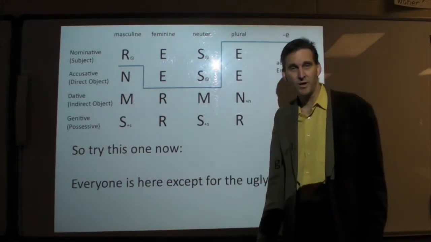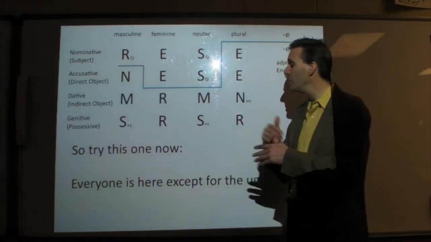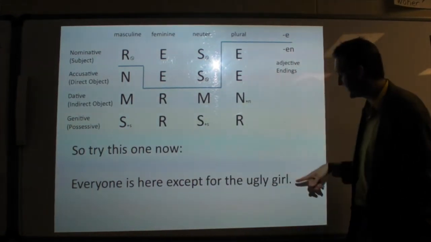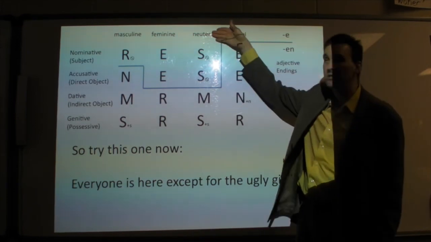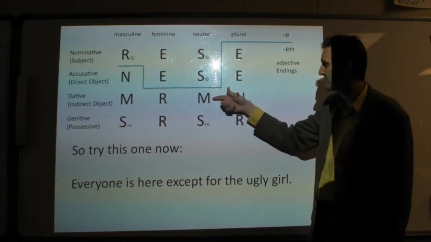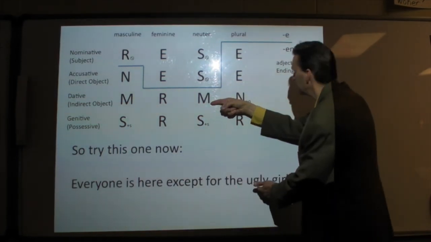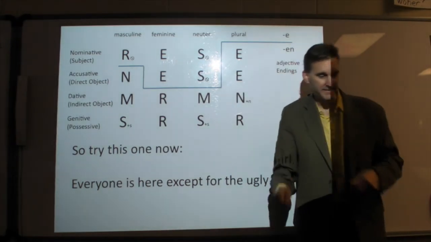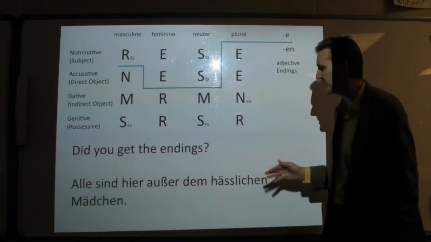Except for, do you remember that one? That's außer. And again, außer bei mit nach Zeit von zu take the dative, it is true. So, außer is going to put the ugly girl in this Mr. Man one here. Girl is Mädchen. We know Mädchen's neuter. That puts her right there. Außer dem hässlichen Mädchen. That's simple. Okay? Alle sind hier, außer dem hässlichen Mädchen.